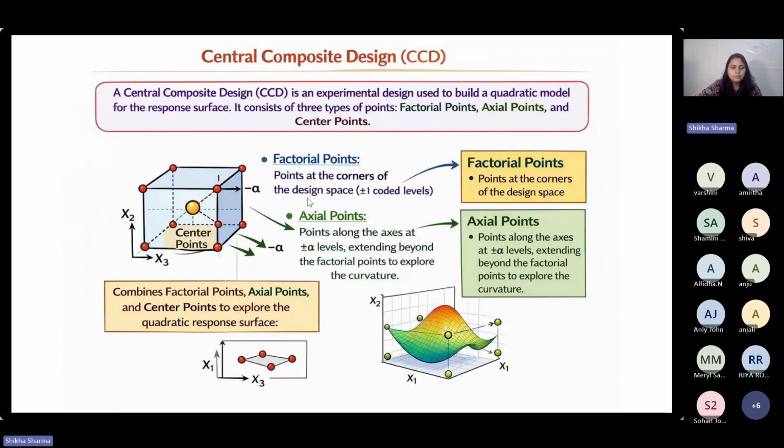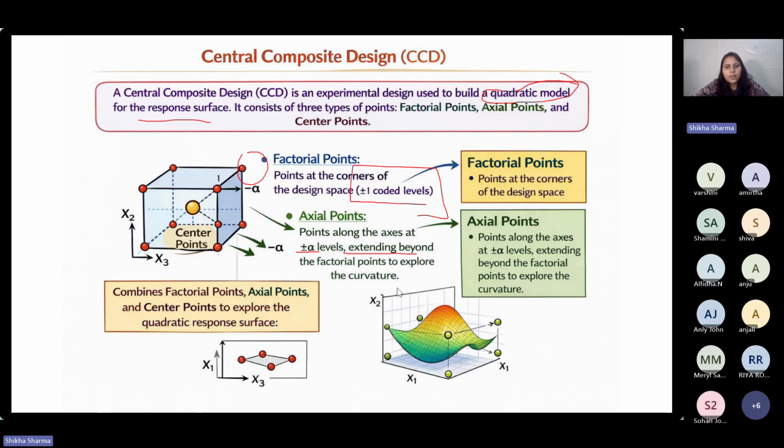So basically CCD, which is a central composite design, is an experimental model which is used to build a quadratic model for the response surface. It consists of three types of points: the factorial points, which are at the corners, designed like plus minus one coded, and then axial points, the points which are at the axis, which can be plus minus alpha levels.